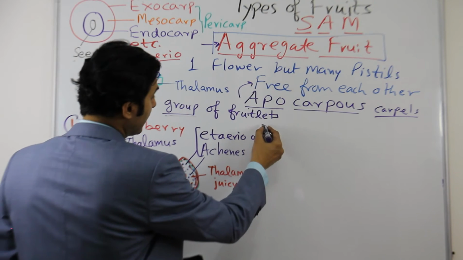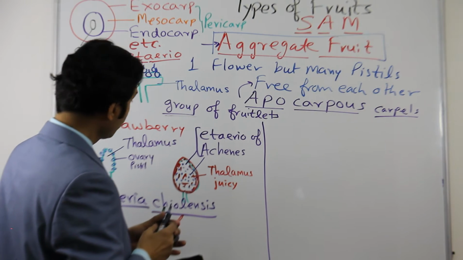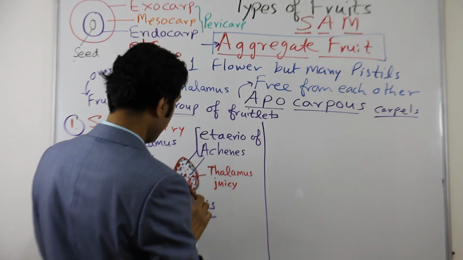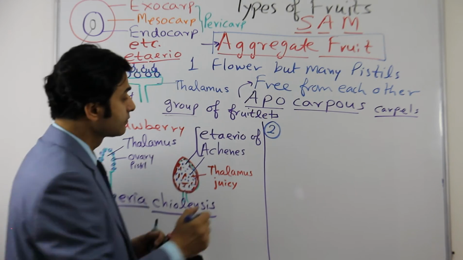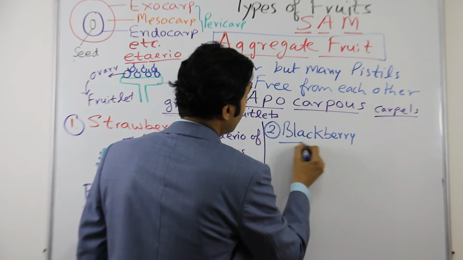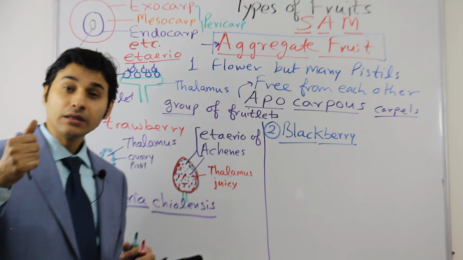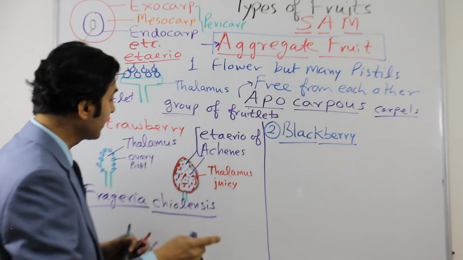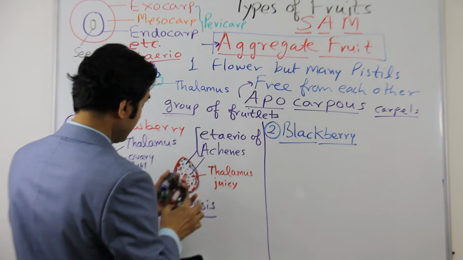The second example is Etaerio of drupes. The second example will be blackberry. Blackberry, again, blackberry is not a berry. The only true berries are tomato, grapes, blueberry. These are the berries. But this blackberry, again, is an Etaerio of drupes. So let us see. This is one flower.